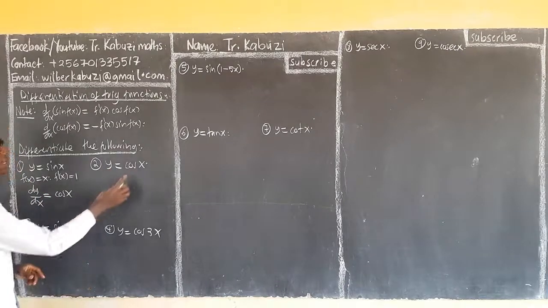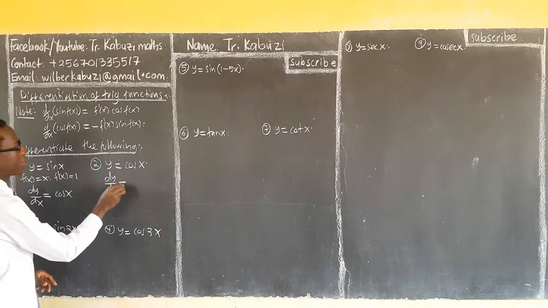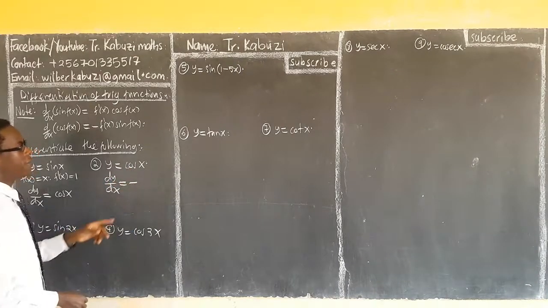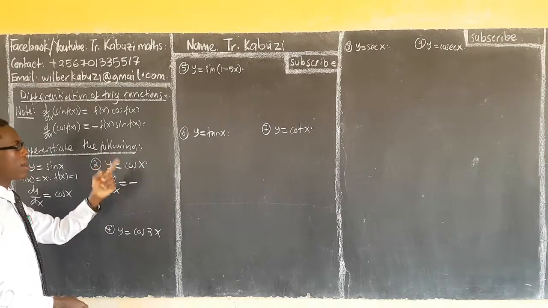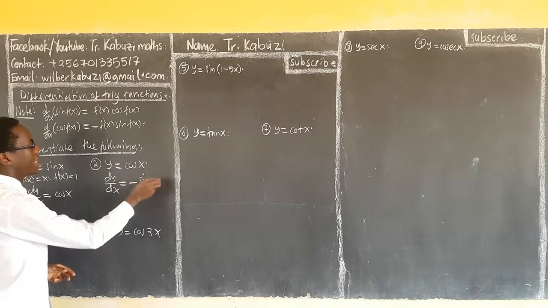The same here. When I differentiate the angle, I get 1, so my dy dx will be, but because I'm differentiating cos, we get a negative. When I differentiate x, you get 1. When you multiply it here, when you differentiate cos, you get sine x.